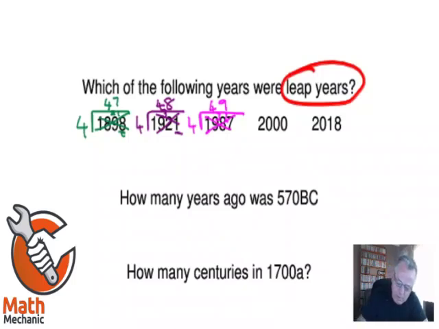Then we look at the year 2000, and we say 4 can go into 20 5 times, and then 0, 0. So yes, 4 can go into 2000 a total of 500 times. So then 2000 is a leap year. However, 2000 can also be divided by 100. That will give us 20, which means it is divisible by 4, but it is also divisible by 100.